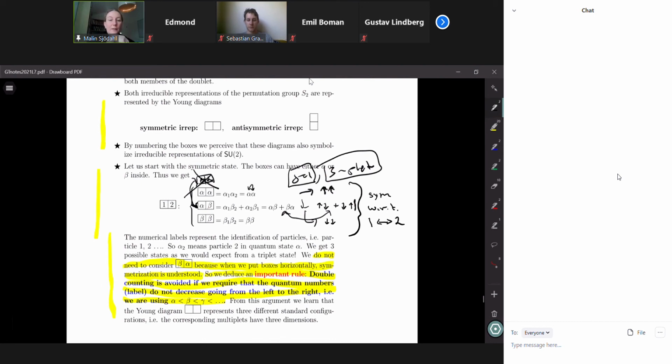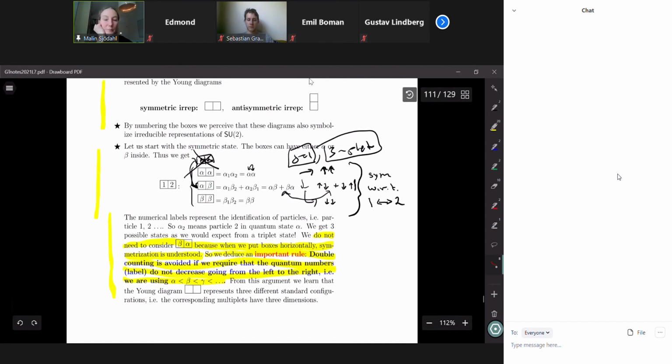And if I did consider it, I would double count. And more generally, also if I have more particles and more possible states, I avoid double counting by requiring that the quantum numbers, so the label alpha and beta, do not decrease going from the left to the right. So like this. So let's say alpha is lower than beta, then it does not decrease. I have some order in between them.